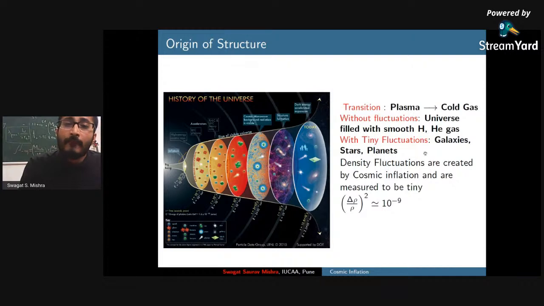And we have found the fluctuations in this density. So if the universe has an average density, then if we go from one point to another point, the overall fluctuation in density would be of the order of 10 to the power minus 5, or its square would be something like 10 to the power minus 9.